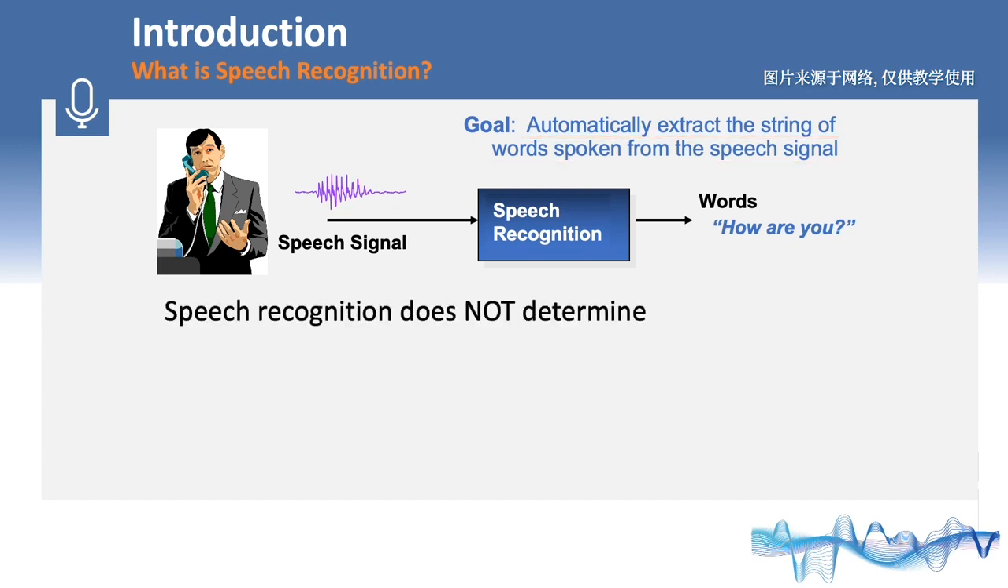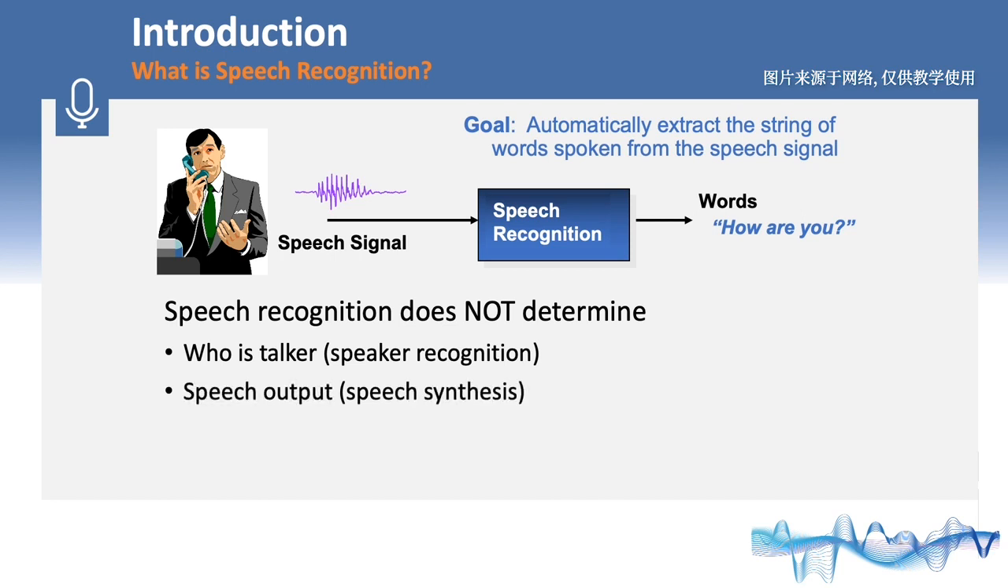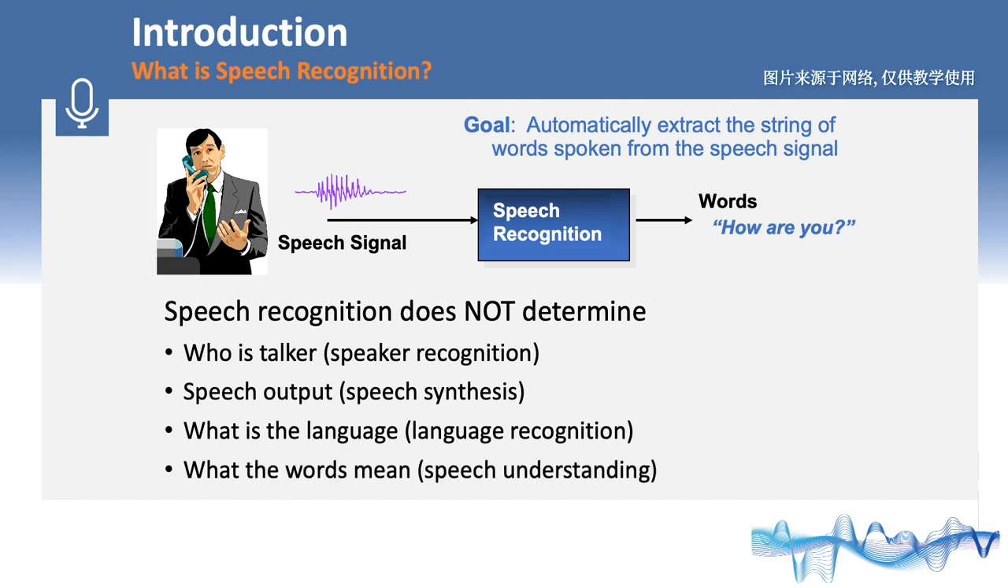Speech recognition does not determine who is the talker, which is speaker recognition; speech output, which is speech synthesis; what is the language, which is language recognition; or what the words mean, which is speech understanding. For higher level, automatic speech understanding is the process by which a computer maps an acoustic speech signal to some form of abstract meaning of the speech.